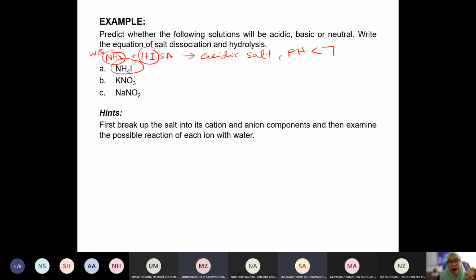How about KNO3? What type of salt is this, guys? Neutral.